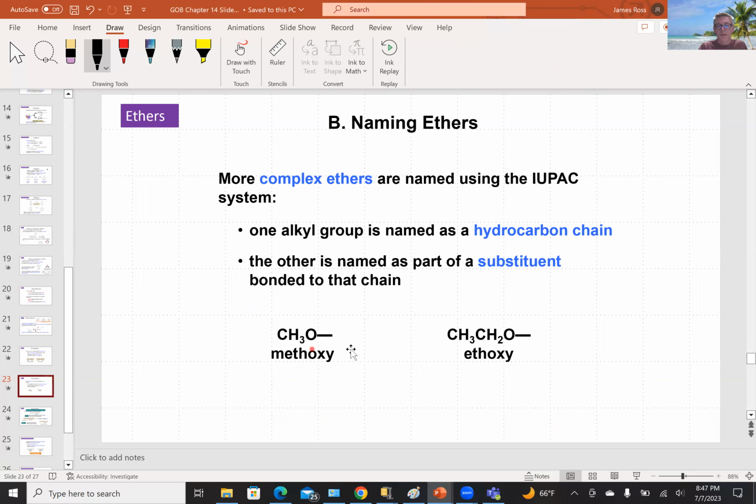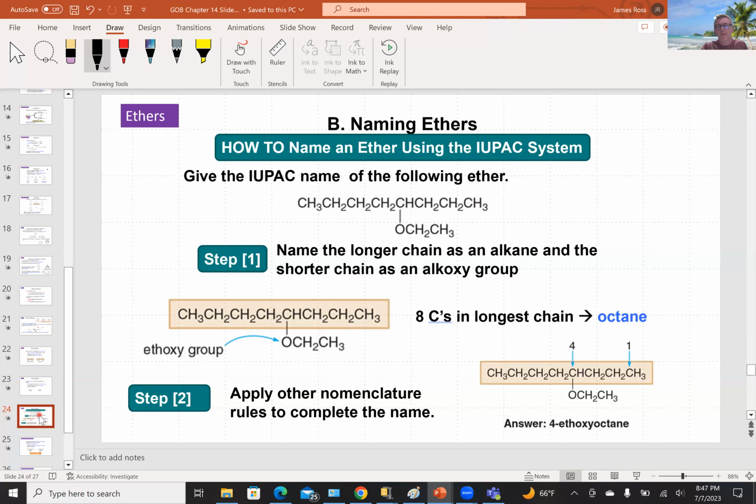Okay, so we've just seen methoxy and ethoxy. We can see more examples here. Again, we know it's an ether because we've got this carbon, oxygen, carbon motif. We identified the longest continuous chain here, highlighted in tan. And then we've got this ethoxy group that's the shorter of the two alkyl chains. The longest continuous chain contains 8 carbons, so it's an octane, and then we've got this short ethoxy group. So the name is 4-ethoxyoctane. This is the IUPAC way to name it.